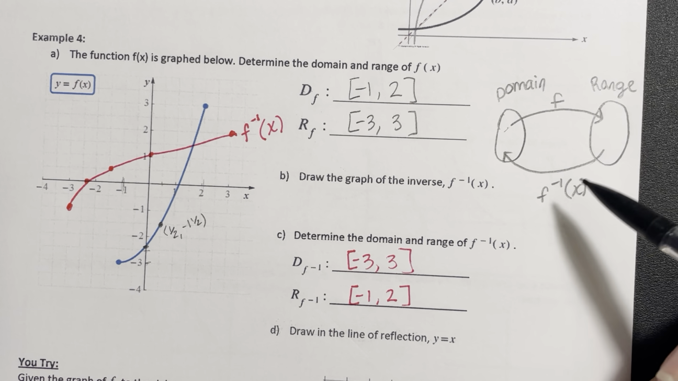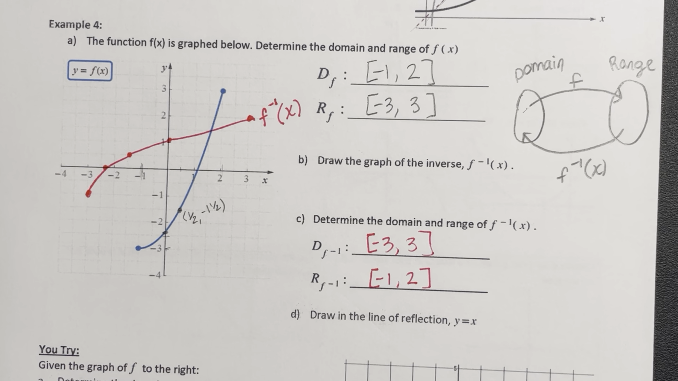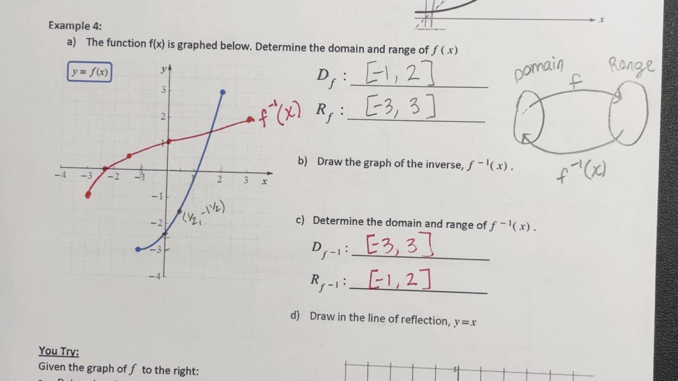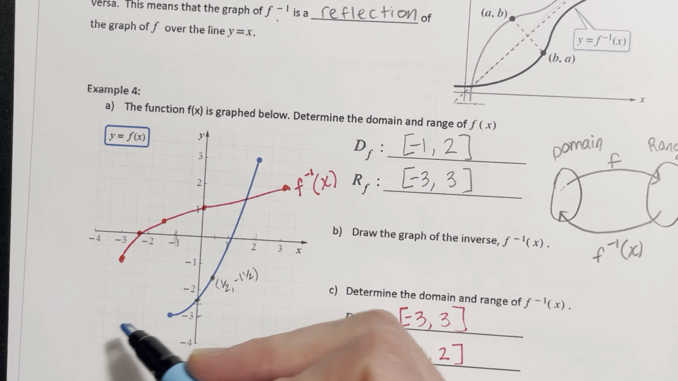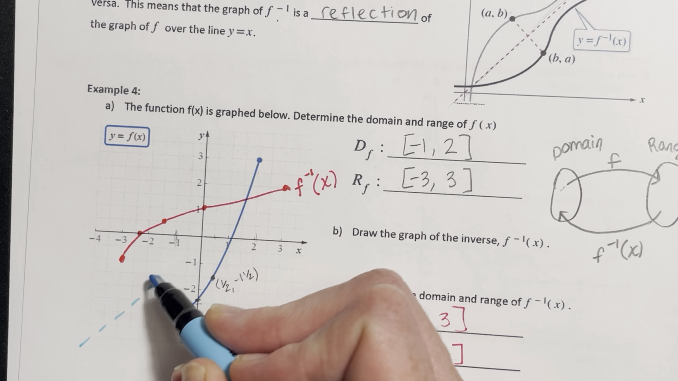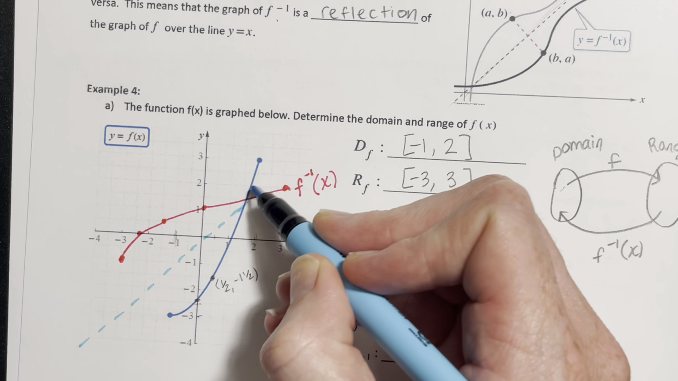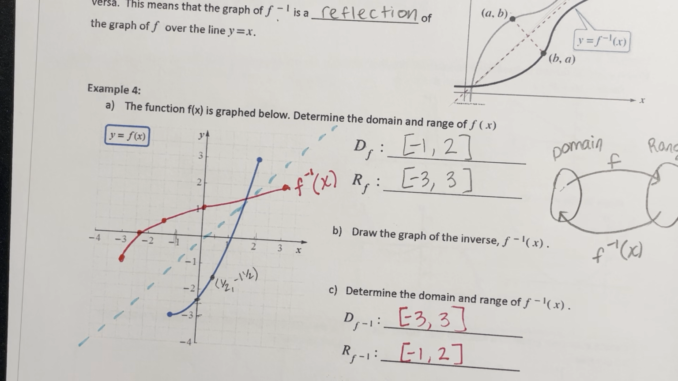So there is this inverse relationship going on here. The last thing in part D wanted us to do was to draw the reflection line y equals x. This reflection line is a diagonal line with a slope of 1. It looks something like this, and we can see that's where that line of symmetry is for this reflection.